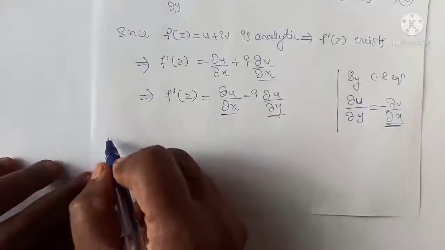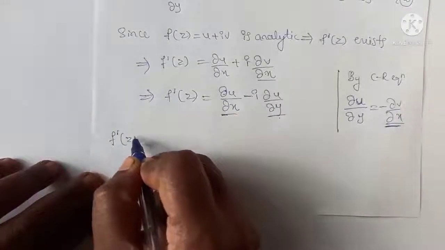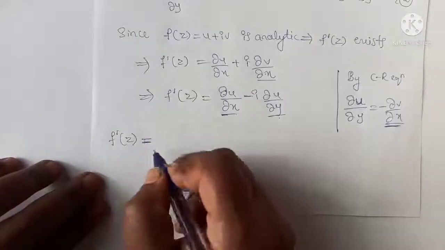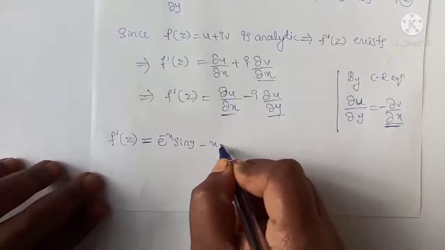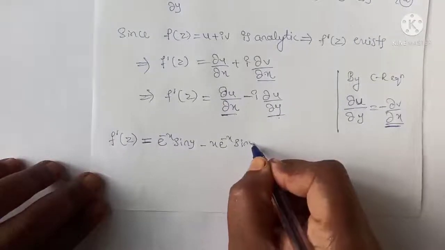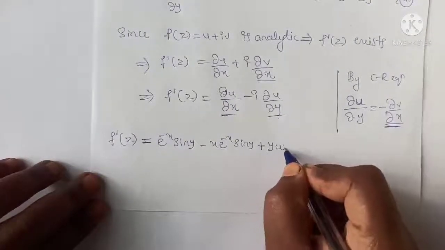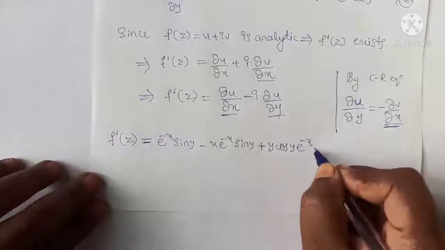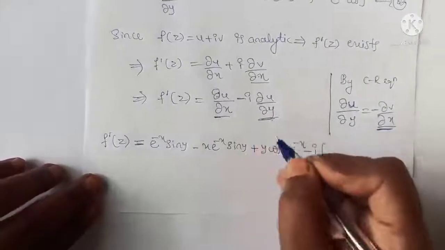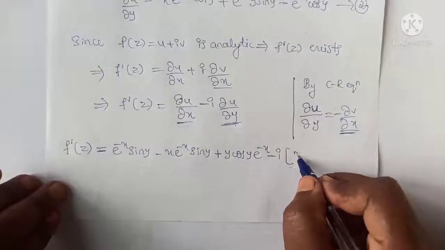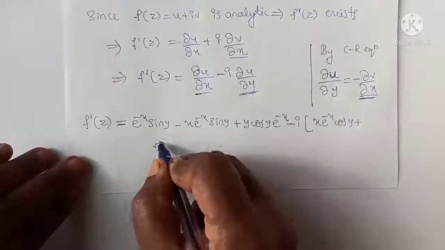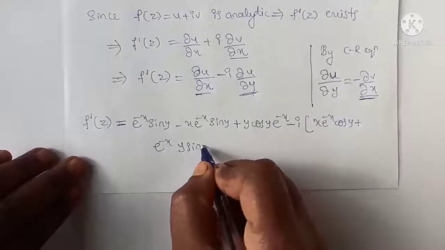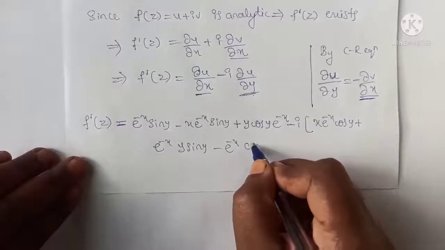So substituting equation 1 and 2 in this f dash of z, we get f dash of z is equals to dou u by dou x value, that is e raised to minus x sin y minus x e raised to minus x sin y plus y cos y e raised to minus x, minus i as it is, dou u by dou y value from equation 2, we have x e raised to minus x cos y plus e raised to minus x y sin y minus e raised to minus x cos y.